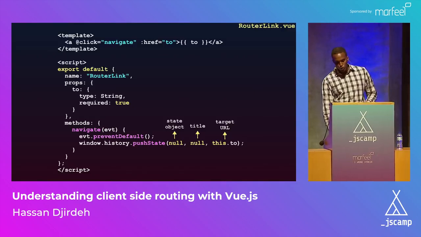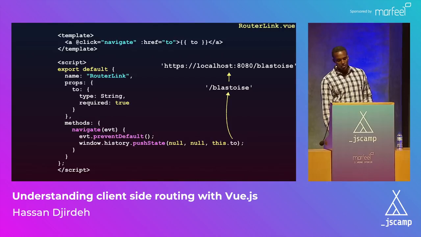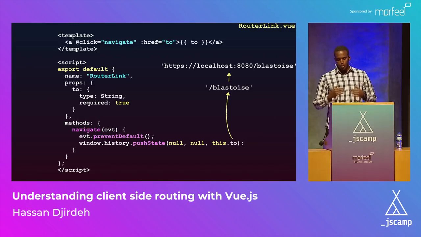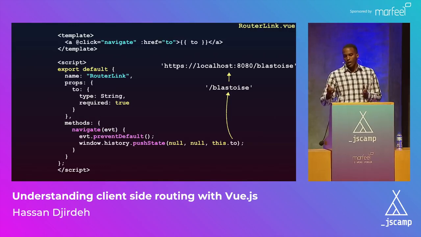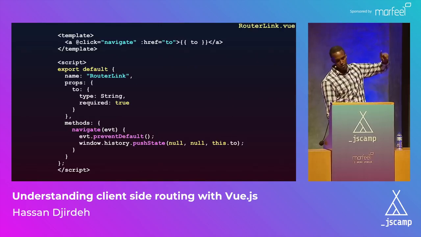Now this target URL could be the absolute URL path, but in our case, it would be the relative path name. And if we pass the path name alone, it will get resolved relative to where the user is. So if we're developing locally and we pass in /Blastoise, the pushState method will actually push a new location of localhost:8080/Blastoise. Perfect.